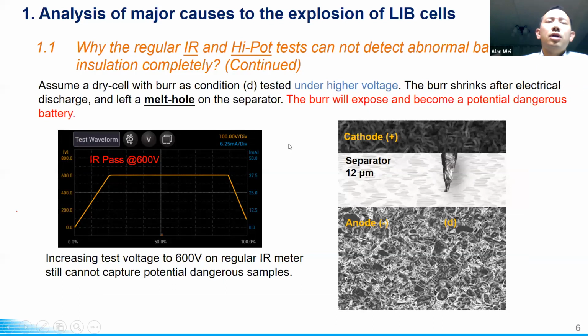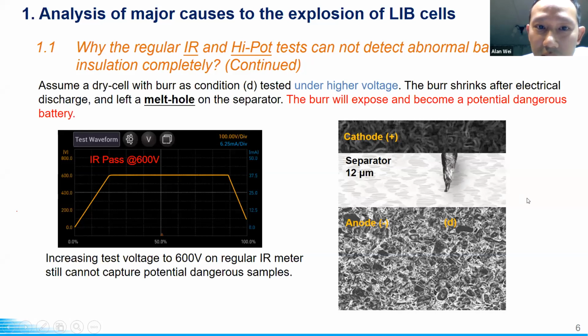Okay, so some people will say, if we increase the test voltage, how about 600 volts? We also do a similar test at 600 volts, and we also get an IR pass result. And please check this, there's an animation here. This is a burr over here, and the separator is 12 micron.